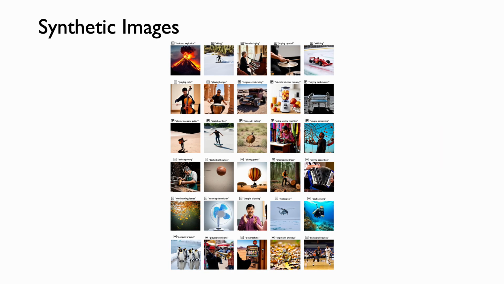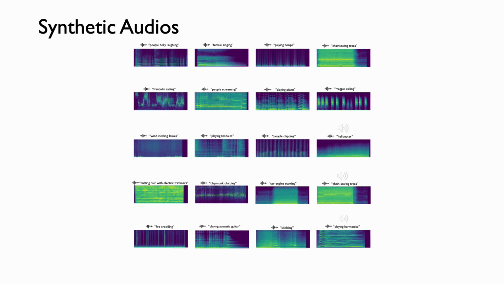Here, we visualize synthetic images from several random VGG sound categories. The generated images appear realistic and contain the target semantic objects. These are some audio samples from our synthetic VGG sound dataset for different VGG sound categories. Let's listen to a few examples. To human listeners, the generated sounds appear quite reasonable. But can AI models also understand these sounds the way humans do?